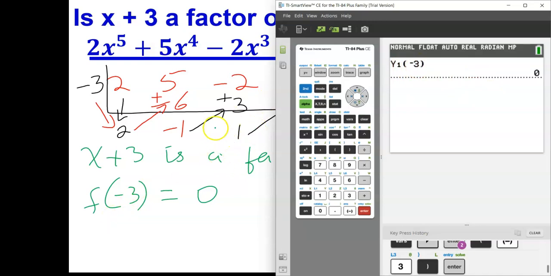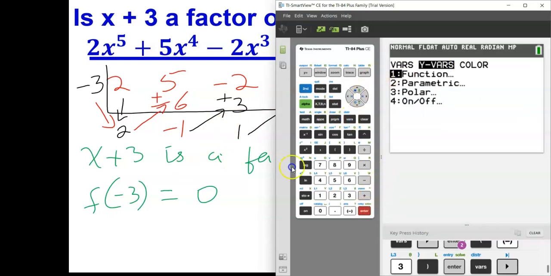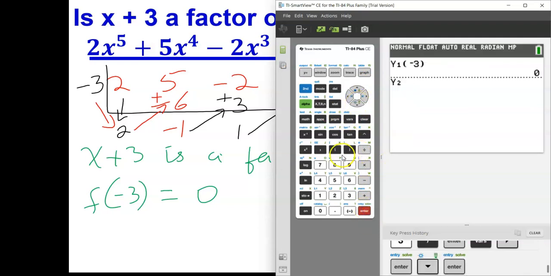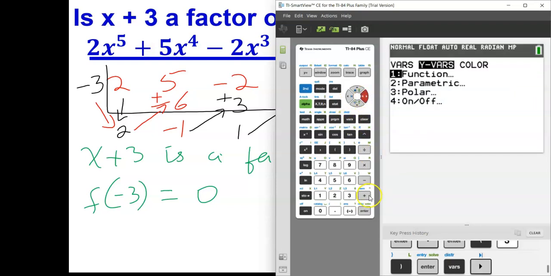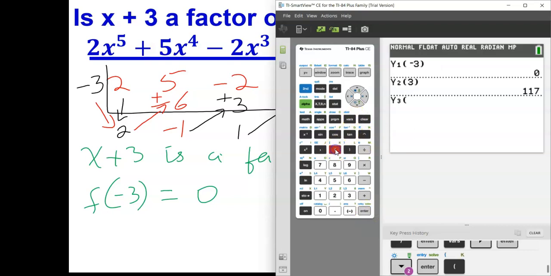Then we go to Y-Vars again, and let's check this time the y2, which is the one we typed in. We checked the first one. We did f of 3, to see what the remainder is. 117. That's what we got. And then the next one that we did in number 2, I typed it in here. Number 3, again, it was negative 3.